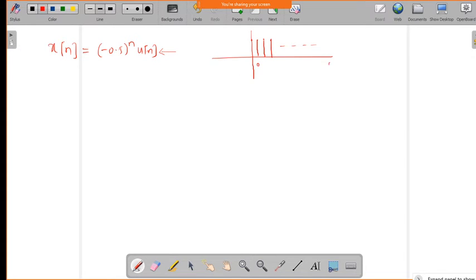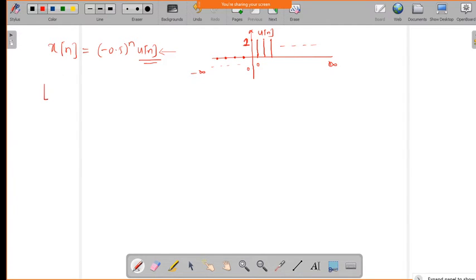So the amplitude values will be 1 for u of n, always 1, for 0 to infinity, and it is 0 sample values from minus infinity to 0. That is the unit step function in discrete time. Now we need to find out whether it is an energy signal or a power signal.